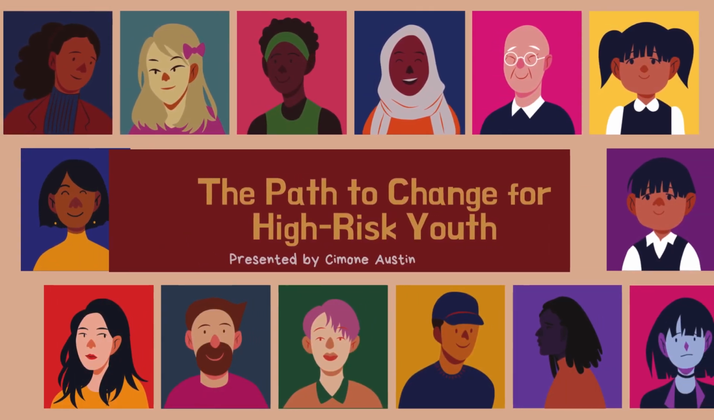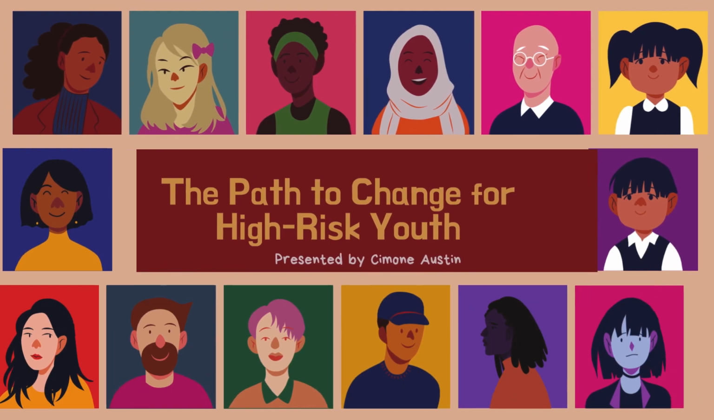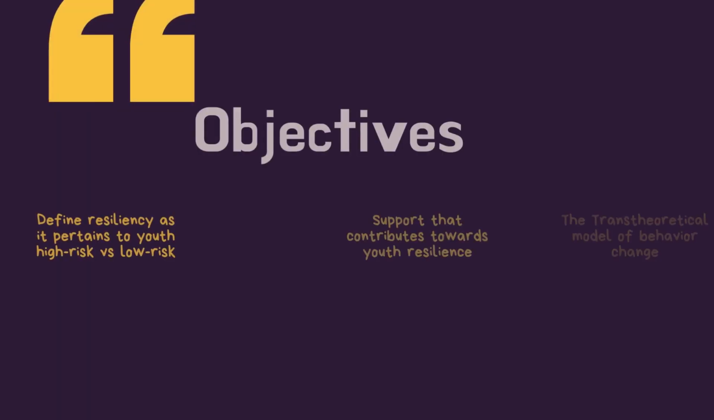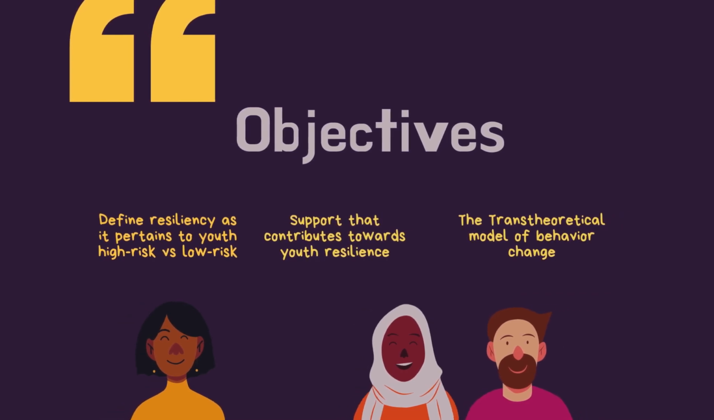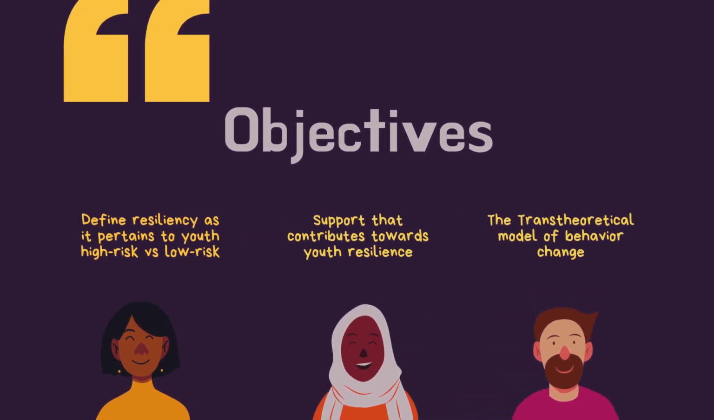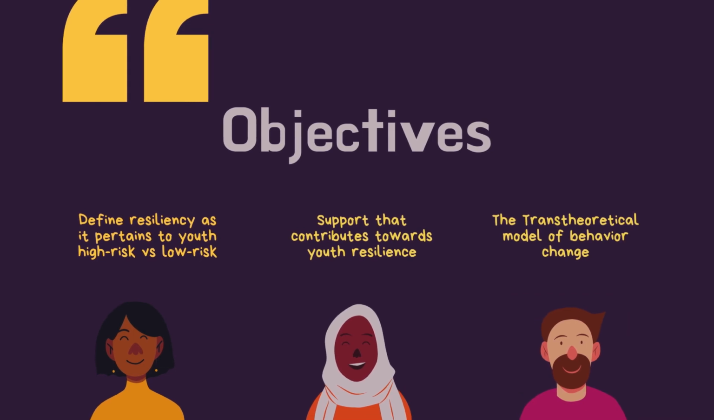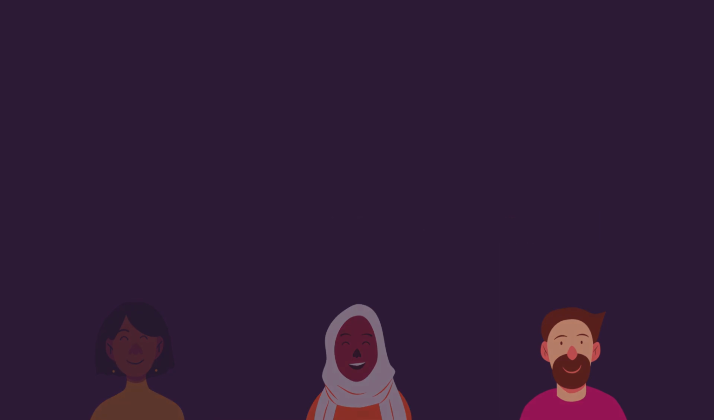All right, so the path to change for high risk youth. Today I will cover three objectives. The first is what resiliency even means, and what it means as it pertains to youth who are high risk versus youth who are low risk. My second objective is the support that contributes to a youth's resilience. And the third is the behavior change model, also known as the trans-theoretical model.